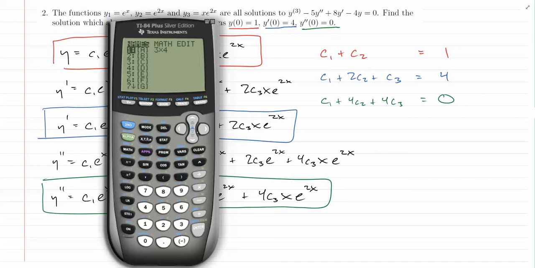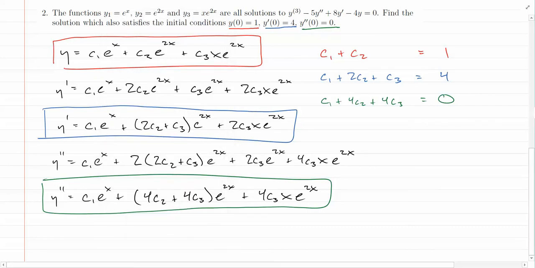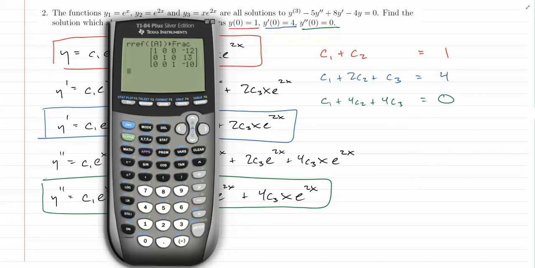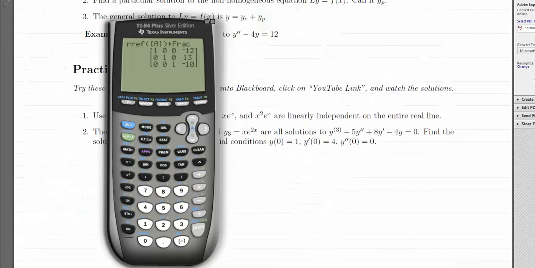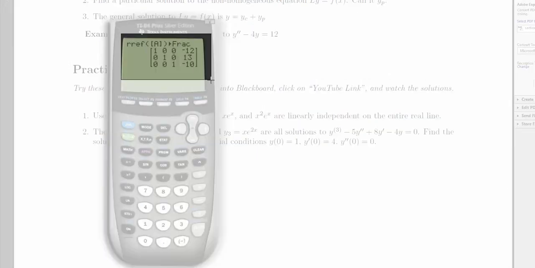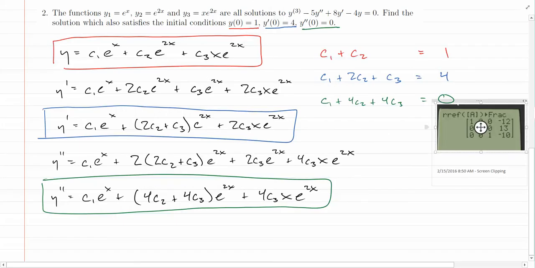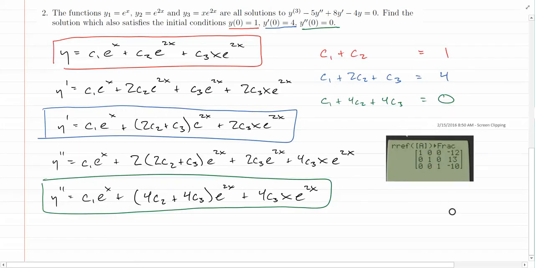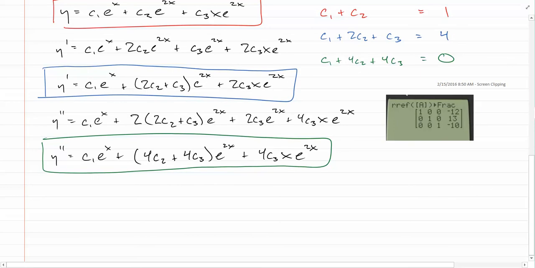We want matrix math. We want to RREF the matrix A. And let's go ahead and math frac it. Okay, no need to. So we get negative 12, positive 13, negative 10. So that's what the calculator gives us, that's c1, c2, and c3.